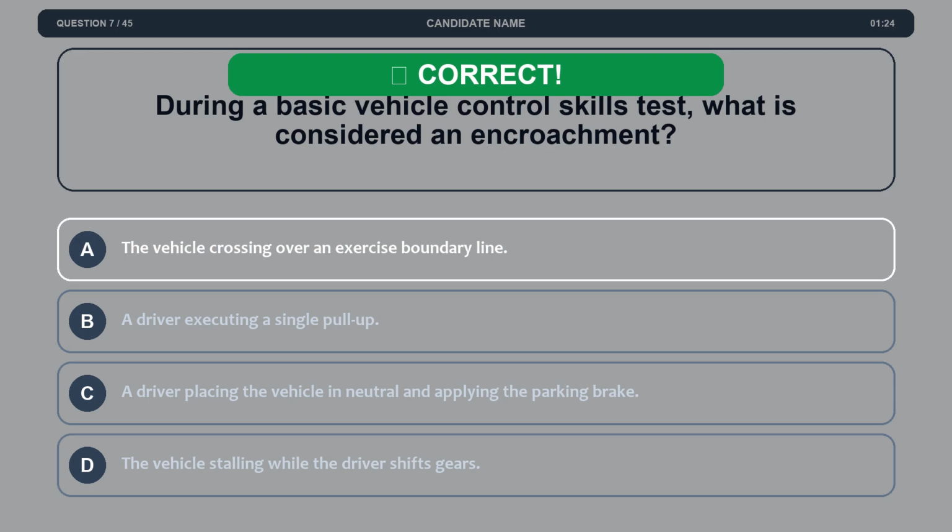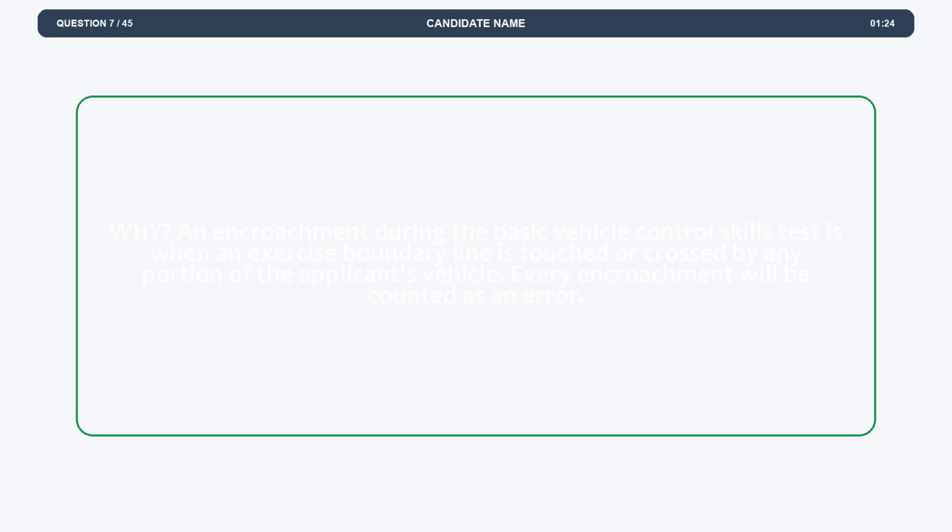The correct answer is option A. The vehicle crossing over an exercise boundary line. Explanation. An encroachment during the basic vehicle control skills test is when an exercise boundary line is touched or crossed by any portion of the applicant's vehicle. Every encroachment will be counted as an error.